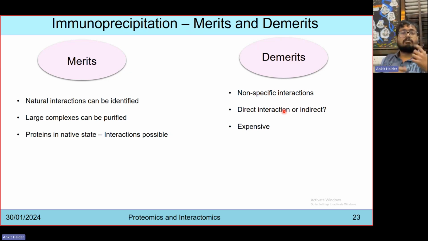So this whole complex we have now to decipher and understand, which interactions are the ones that are actually being interacted, is one of the major questions that remains to answer in the immunoprecipitation technique. So these are the merits and demerits of the immunoprecipitation technique.